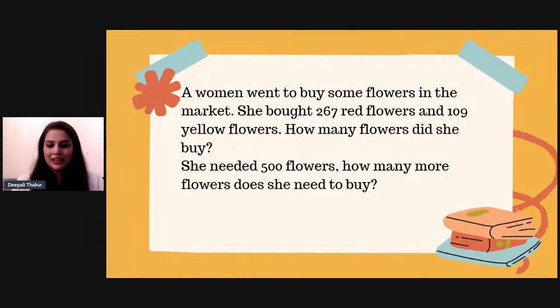Okay. So now, what do you think about this question? Was this a good question? This is from a textbook. A woman went to buy some flowers in the market. She bought 267 red flowers and 109 yellow flowers. How many flowers did she buy?